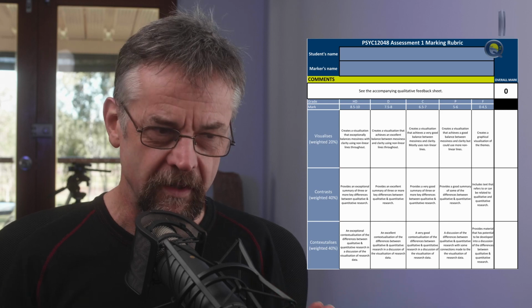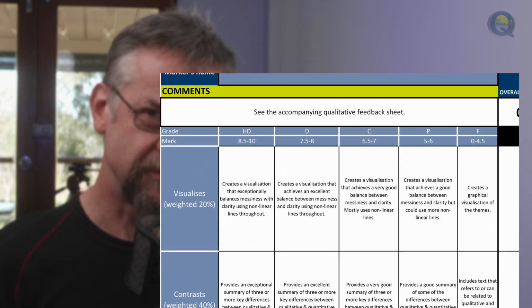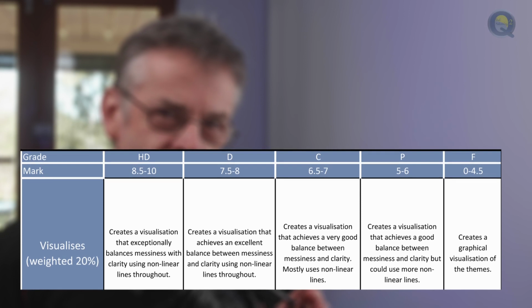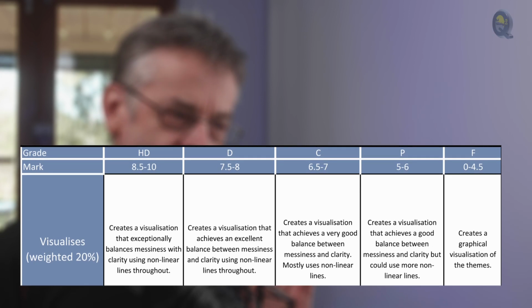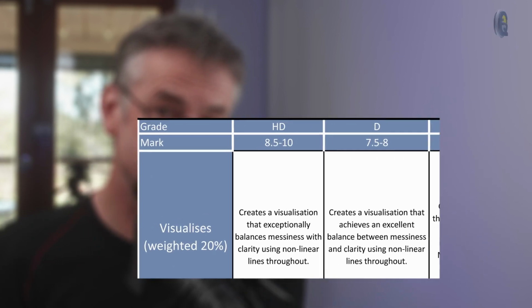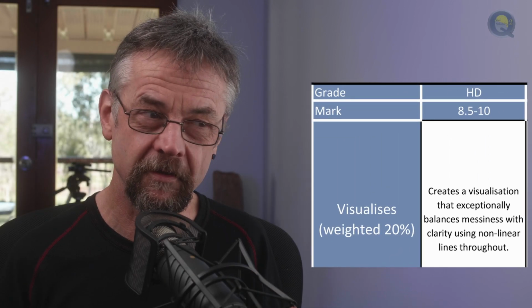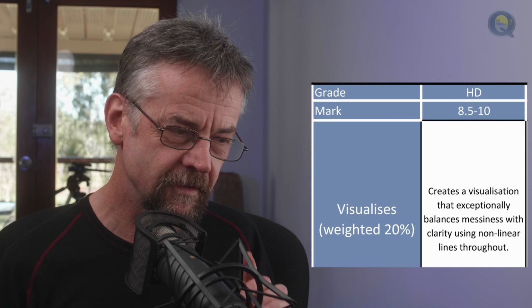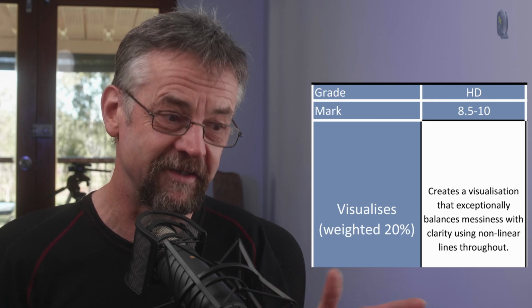And you'll see that in the marking rubric for assessment 1, for the visualization component. You get an HD when you effectively or exceptionally balance messiness with clarity. It's not easy, but that's why it's HD. Have a go. You might surprise yourself. Now, how do you achieve that? Because it is a tough job.